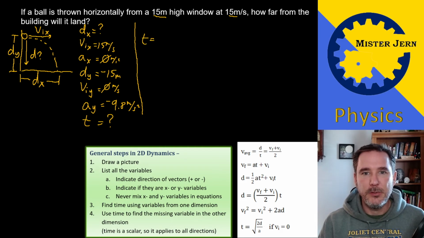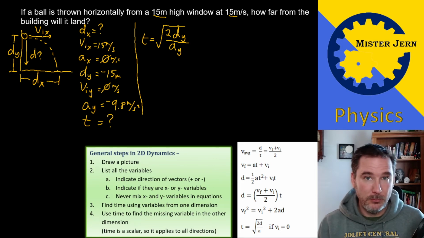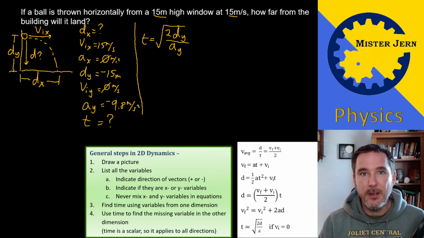Time is equal to the square root of 2 times the displacement in the y direction divided by the acceleration in the y direction. We have to be careful to make sure we write that so we don't ever mix x and y. They're at right angles to each other, and so they won't interact. Find the time using the variables from dimension. Okay, let's do that. So I'm going to plug this in.